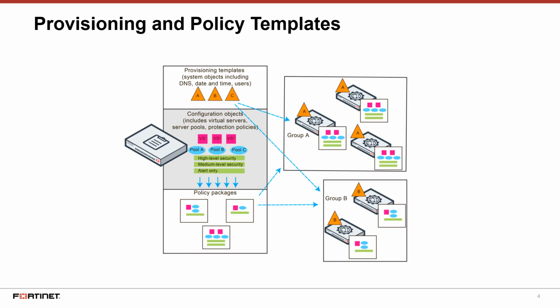Once you're ready, you then send the provisioning and policy templates to the FortiWeb devices. These new templates will replace any current or default configurations on the remote appliances. If you need to make updates, that's easy with FortiWeb Manager. You simply update the templates on FortiWeb Manager and automatically push them out to the remote devices.